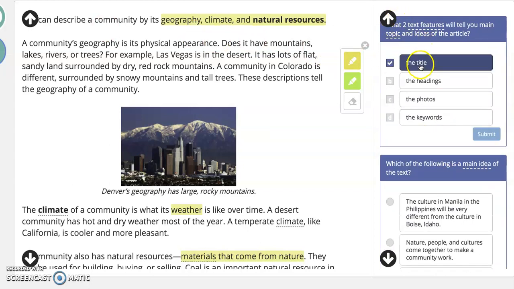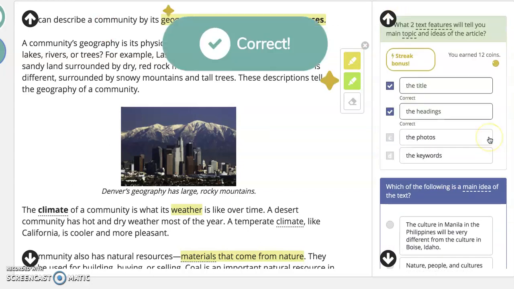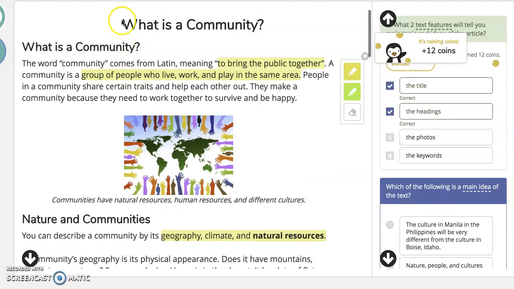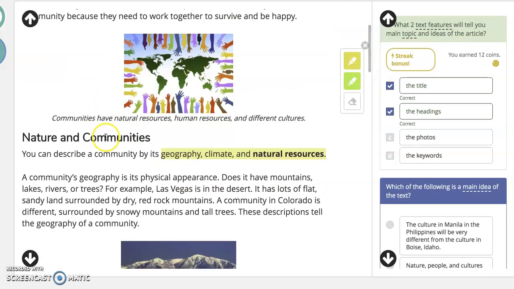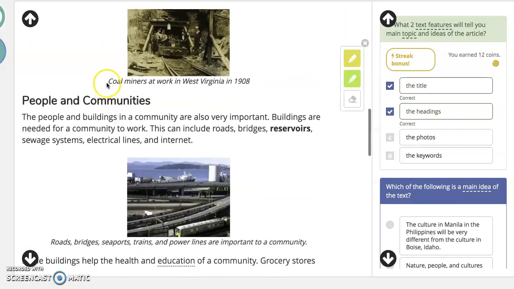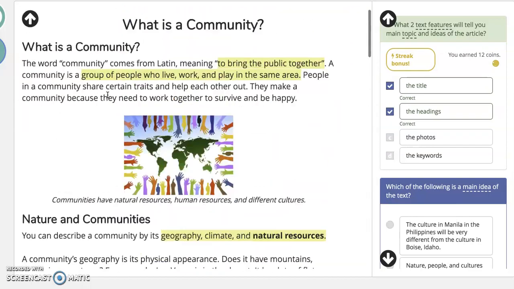All right, if you're back, then you should be seeing these two bad boys. The title is going to right away tell you, oh, we're talking about communities. And each heading tells you what each of these specific sections are going to be about. So those are good places to look.